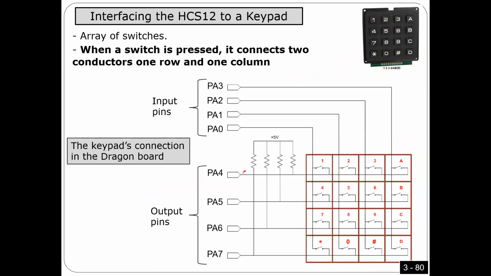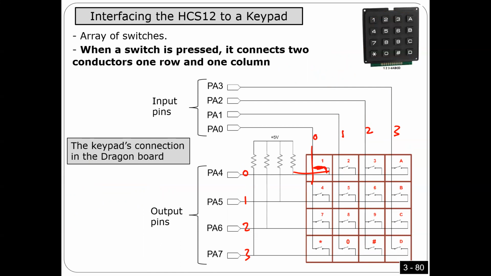So here we have row 0, row 1, row 2, row 3. For columns, we have column 0, column 1, column 2, and column 3. Is that okay? The idea is that when you push any button, you are going to connect one row to one column. You are going to make a short circuit. This is the main idea.